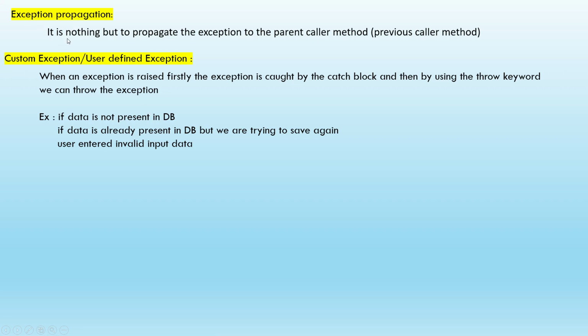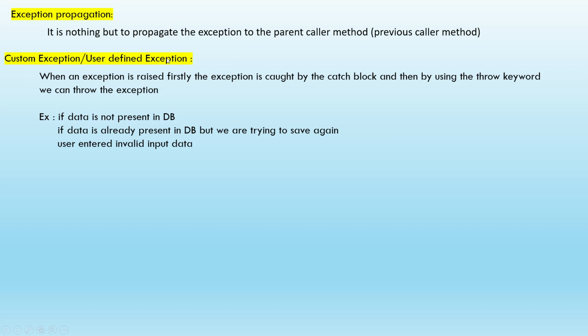Exception propagation is what we just discussed. It is nothing but propagating the exception to the parent caller method or previous caller method. For example, from the controller I have called a method in the service, and the service returns an exception, and it returns to the controller, and the controller returns that exception in the response. That is exception propagation.